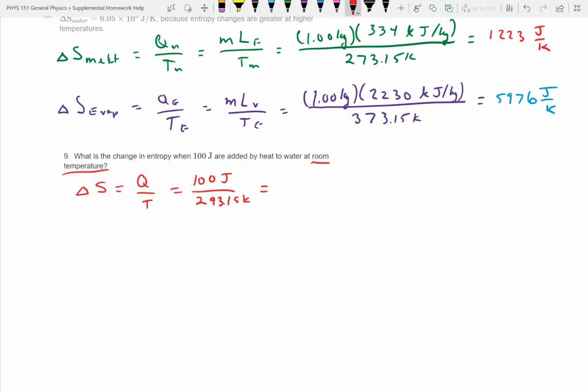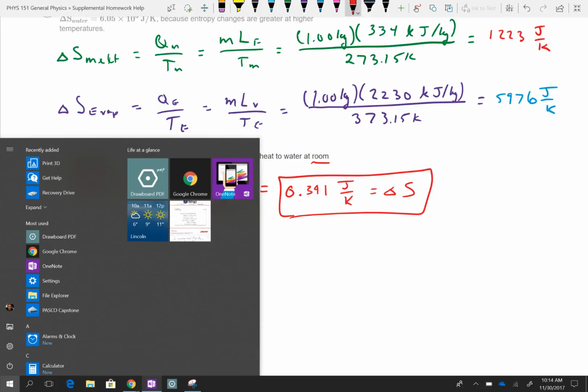Yes, you just do 100 divided by 293. 0.15 technically, yeah. 0.341122. Notice the units of entropy are joules per Kelvin, the same as the units of Planck's constant. Right, so that was a quick one. Mm-hmm. We like quick ones.